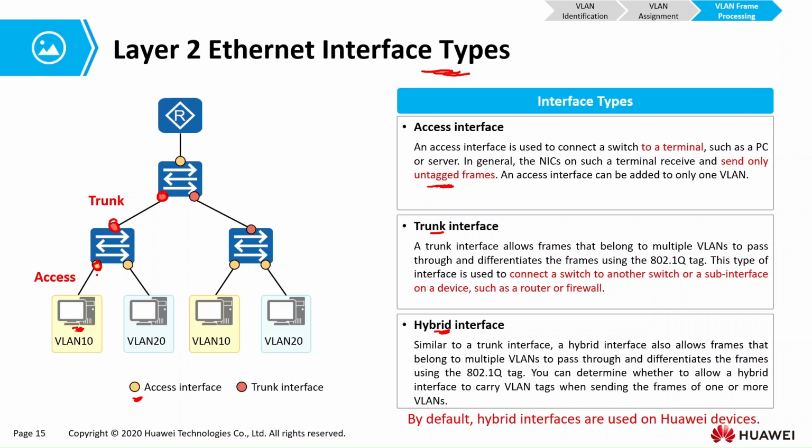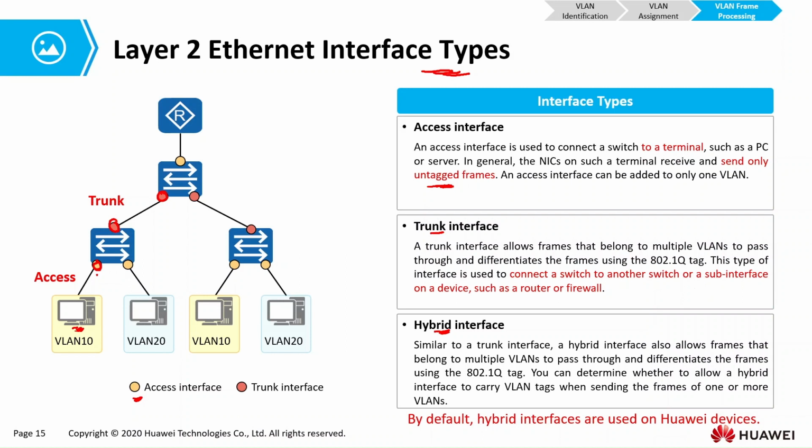For the access interface, just remember that most of the time they deal with untagged frames. They send out untagged frames. So you need to differentiate when the frame is being received. When you receive the frame, that means I am the switch. Whenever the PC sends a frame, your switch is receiving the frame from your PC. So always set it as an access interface. Basically, what you receive is an untagged frame.